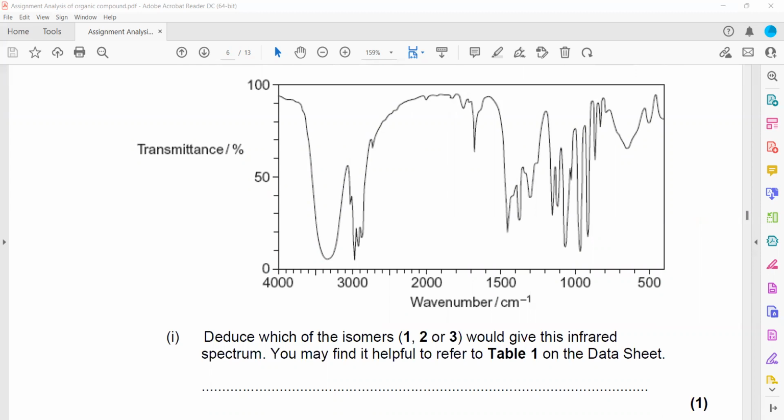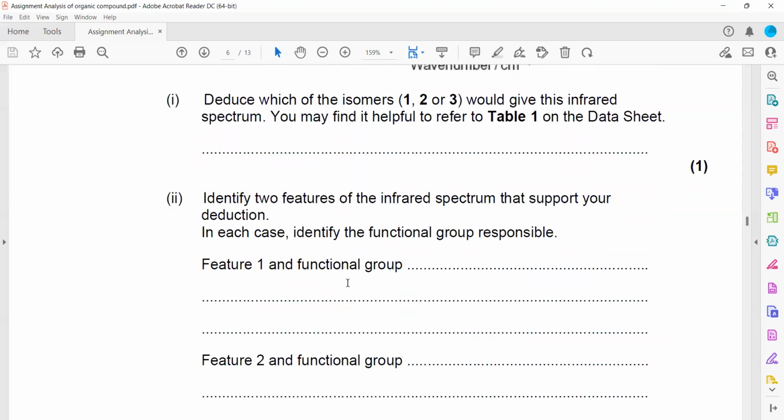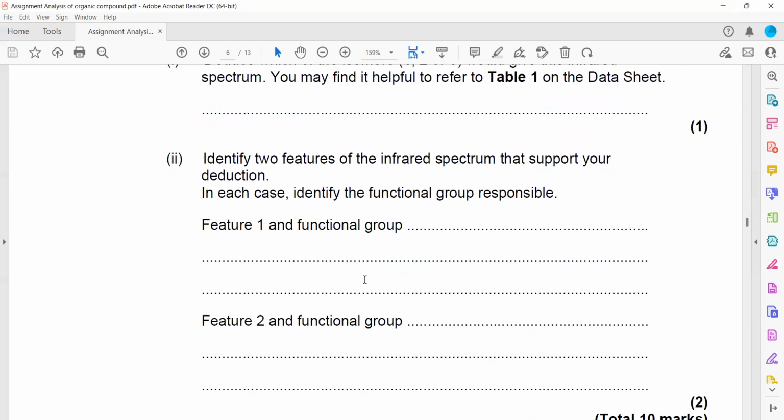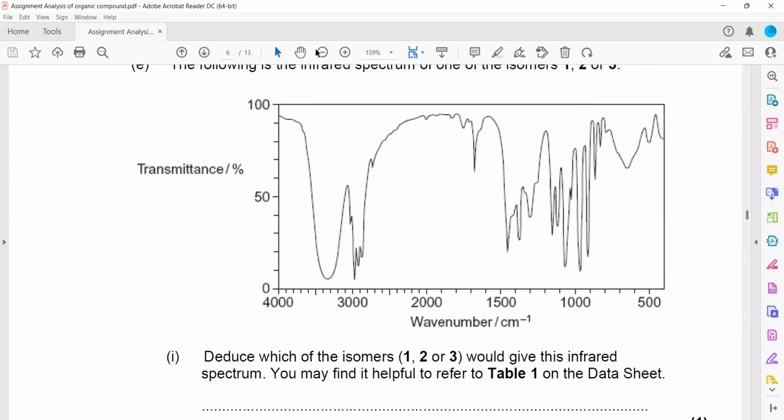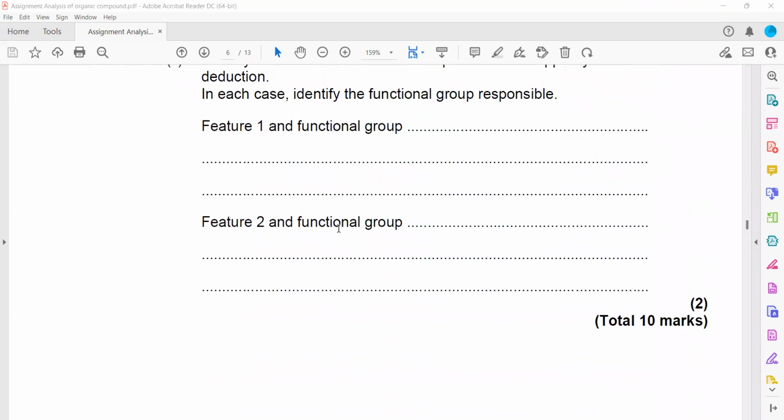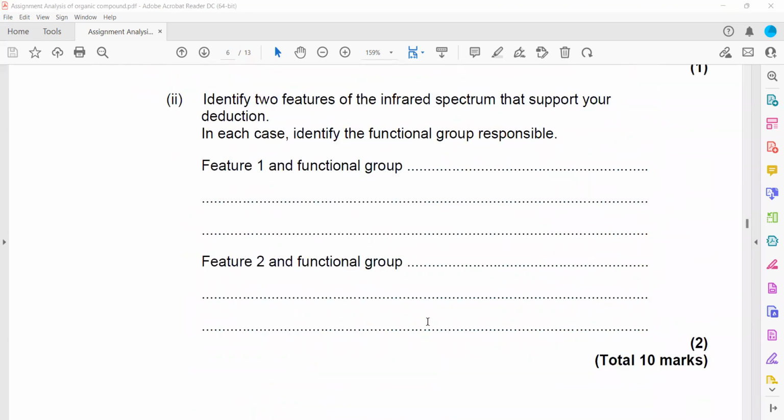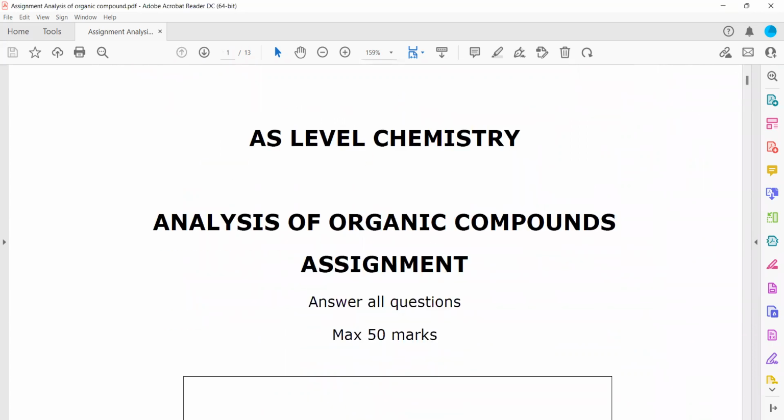Like this, feature 1 and feature 2, and the functional group. So this feature, a broad peak, gives evidence that there is an OH. And this one is around 1650. This peak gives evidence there is a carbon-carbon double bond. So these are some questions from analysis of organic compounds.